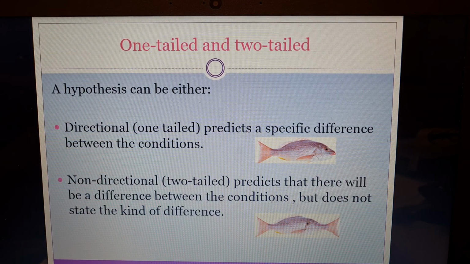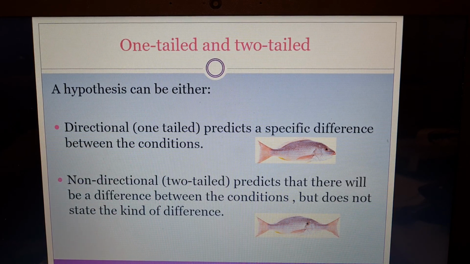if you are predicting that there's going to be a difference between boys and girls' memory, that would be a two-tailed hypothesis because we know there's going to be a difference between the genders' memory, but we don't know whose is going to be better. So that would be two-tailed. A one-tailed of the same experiment would be that males have or boys have a better memory than girls than females.